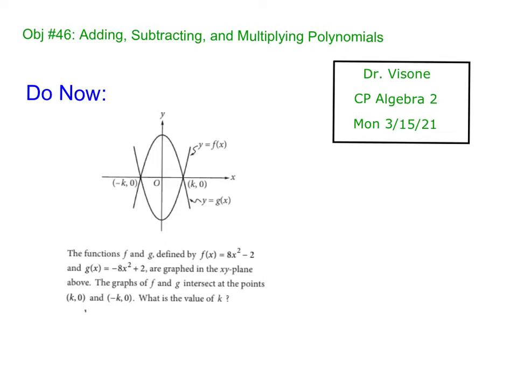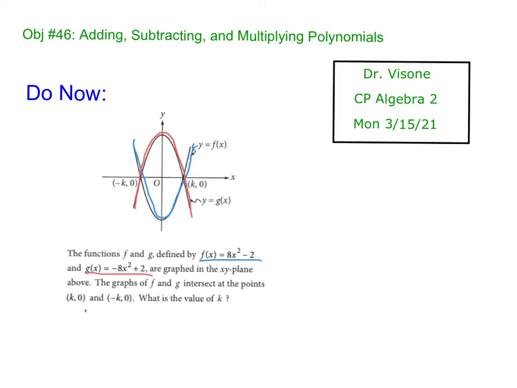Alright, so here's another SAT problem. Pause the video and try it. So we have our two functions, f and g, and we're actually going to get a little more into that today. So notice this one's f, the blue. So that's 8x squared minus 2. So that makes sense. It's upward facing. And then we have our red one. I'll go over that one in red. And that's our downward facing one. g of x, negative 8x squared plus 2.